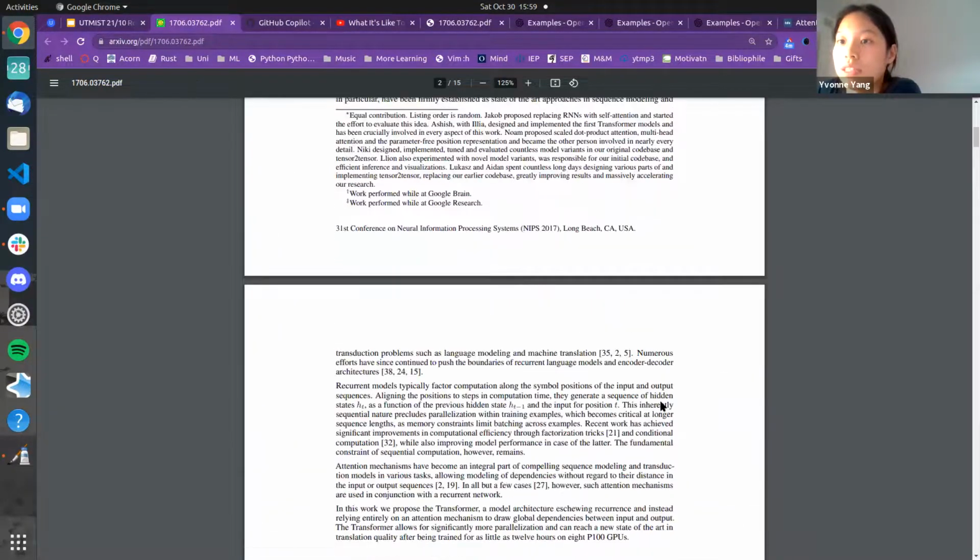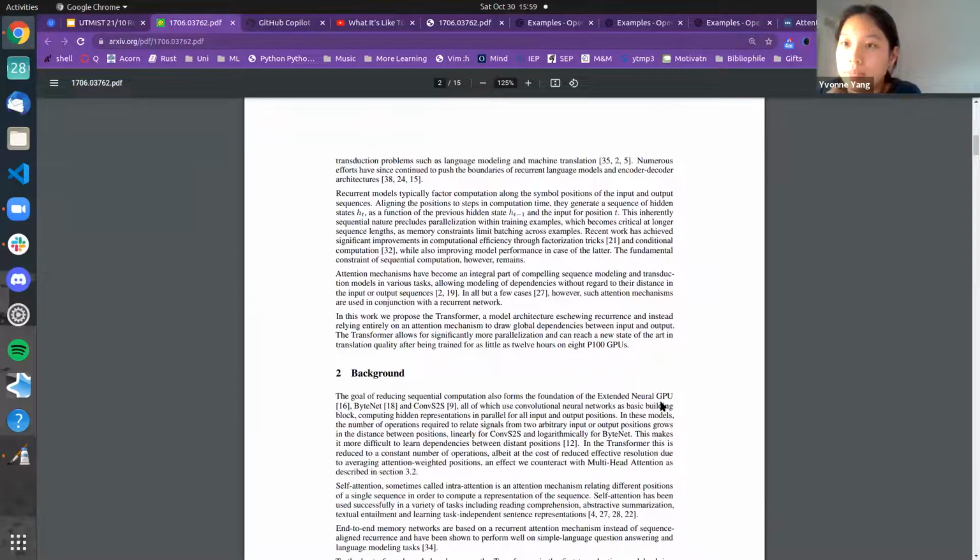So for the introduction and background, they're pretty straightforward, and I've covered recurrent models, right? They typically factor computation along the symbol positions. Then they mention attention mechanisms, which existed before this paper. The novelty in this paper is just that they're using attention solely and not putting it into a recurrent neural network anymore.